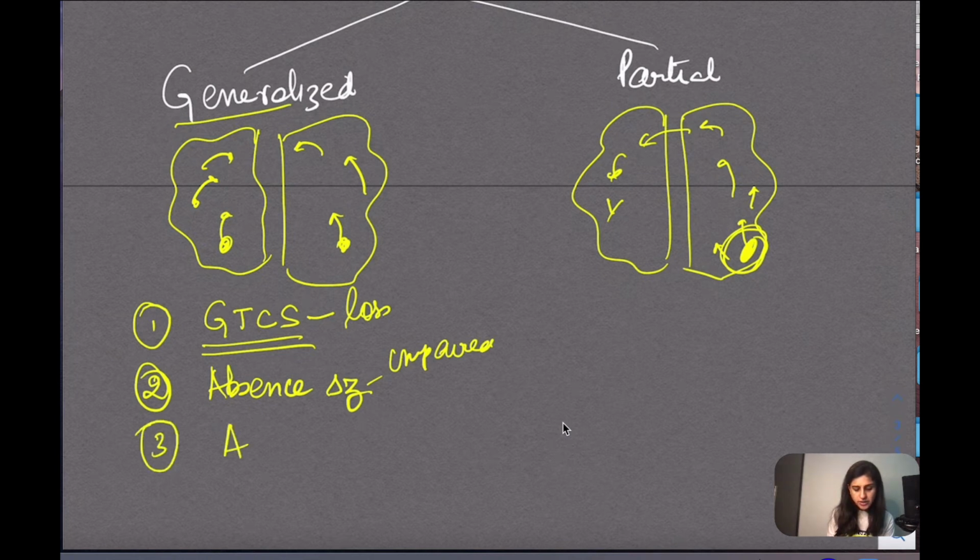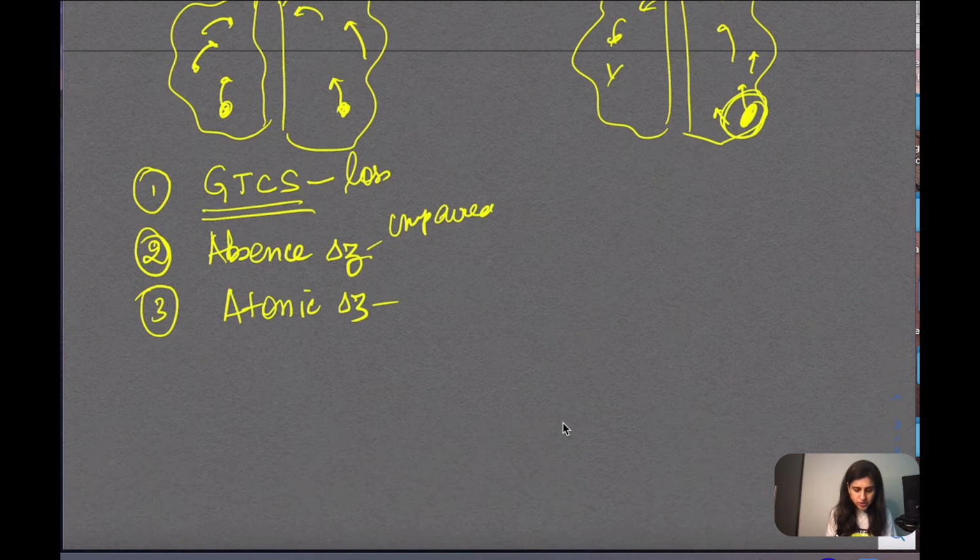Third is atonic seizures. Atonic seizures means the muscle has no tone. When the patient is walking, suddenly he loses muscle tone and falls because the muscles become relaxed and flabby. So that's atonic seizures.